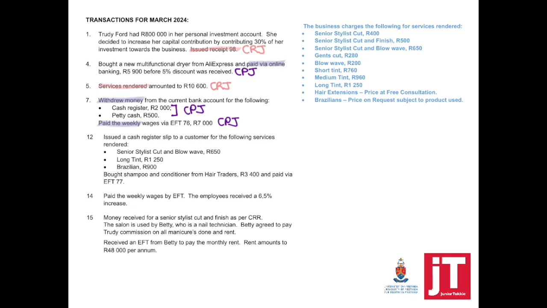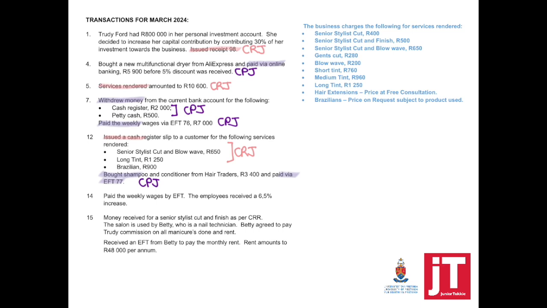Day 12, issued a cash register slip to a customer for the following services rendered. So when we issue a cash register slip, it means that services were rendered and the business is going to receive money. That goes into the cash receipts journal. On the same day, bought shampoo and conditioner from Hair Traders, 3,400. EFT 77. An EFT payment was made. This means cash payment journal.